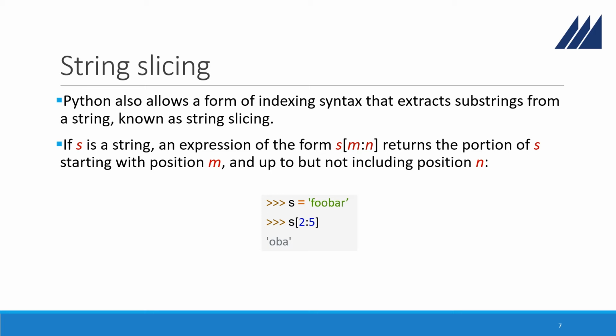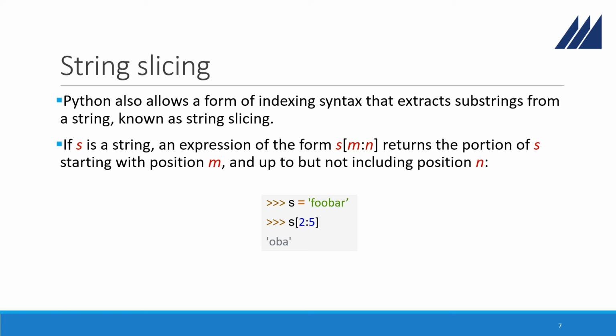So how can we do it? Well, instead of specifying a specific index for one character, if we need to have a group of characters, we have to specify where to start from and where to stop at. And we can put that in between the square brackets.